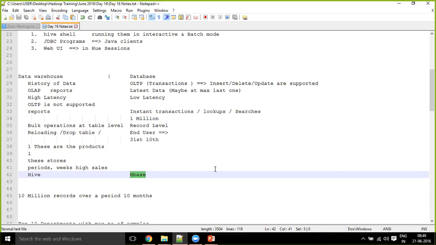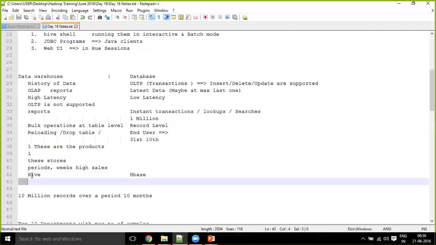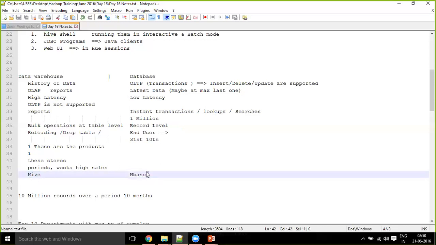HBase and Hive go hand in hand, right? They go together, yeah, they can go that way also. Hive can run independently, and HBase can run independently, or you can mix both of them. You can access your HBase tables in Hive, and you can access Hive tables in HBase also. We'll see that also.